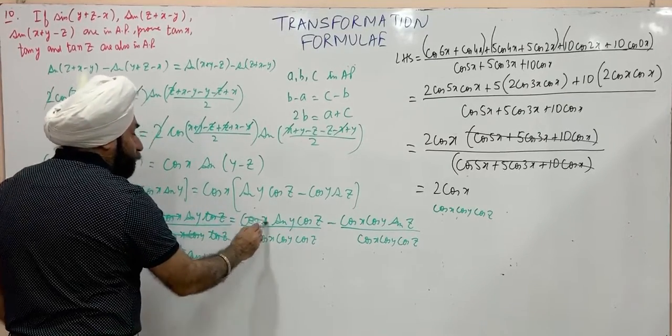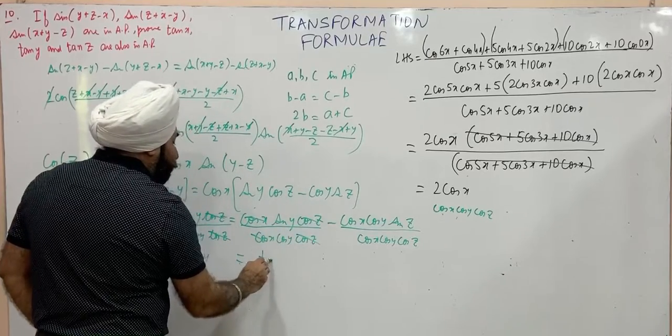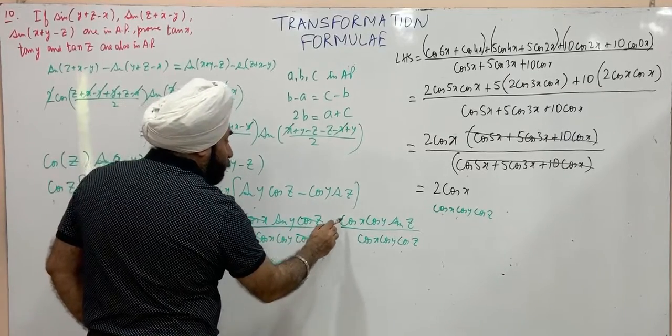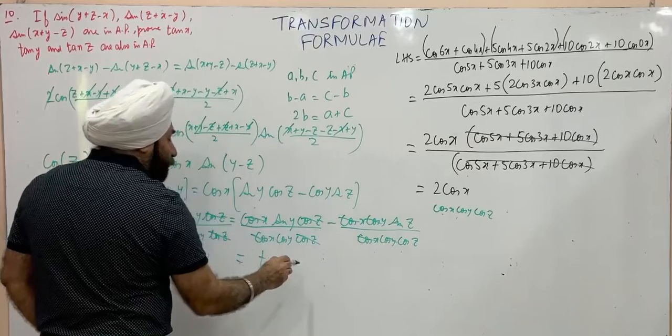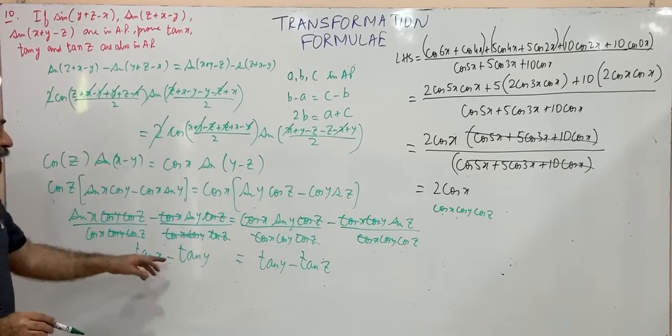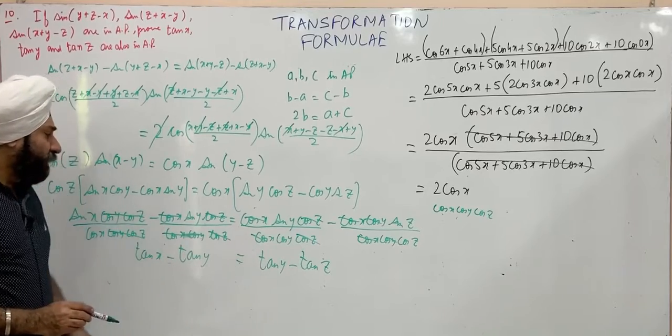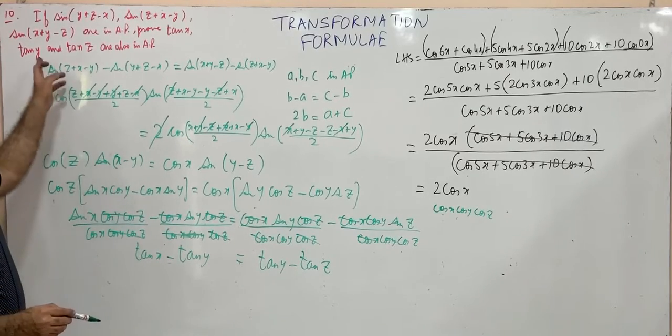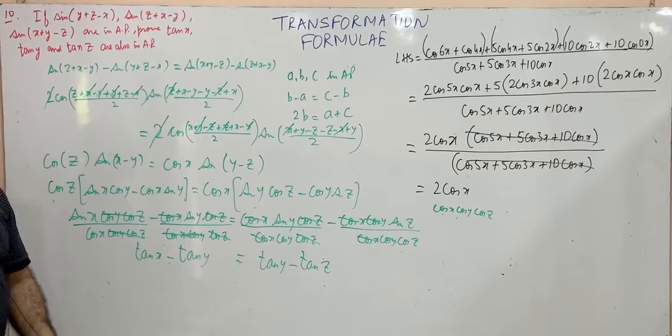This is equal to tan y, and minus sin z upon cos z is tan z. So tan x minus tan y is equal to tan y minus tan z. This proves tan x, tan y, tan z are in AP.